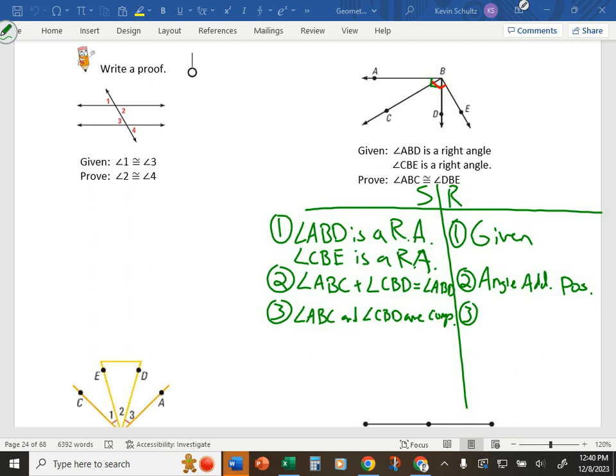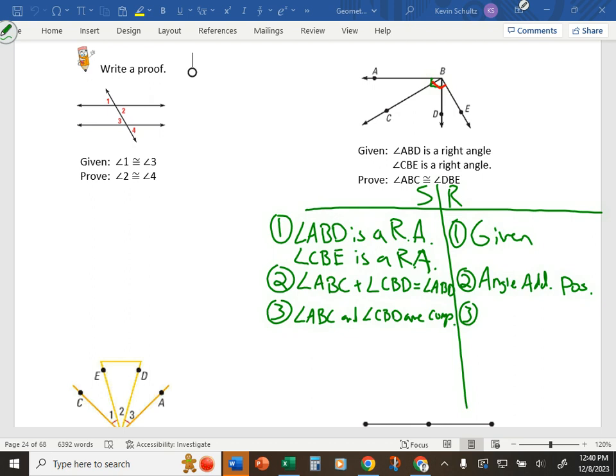Because if you add CBD to both of them, it'll make a right angle. Well, the reason for saying that angle ABC and CBD are complementary. What's the reason we can say that? The fact that we've established ABD is a right angle, and then ABC plus CBD equals ABD, which is a right angle. Therefore, that allows us to say that ABC and CBD are complementary because.